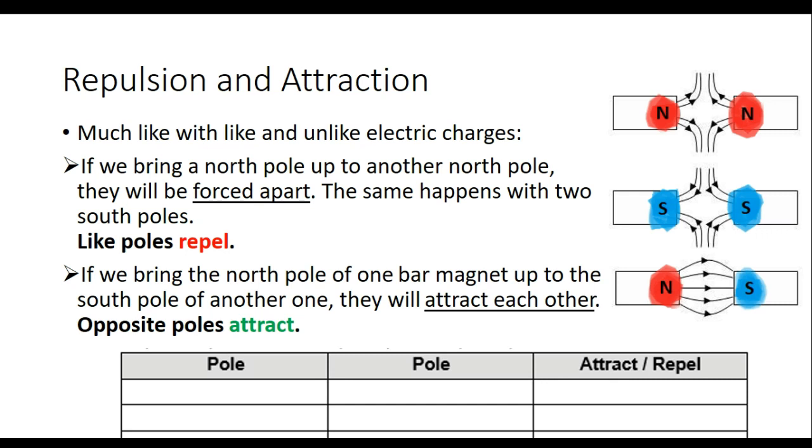Use this idea, so the fact that like poles repel and opposite poles attract, to fill in your table. So for poles it should be north or south, and you should then say whether they would attract or repel each other. You need to make sure that you include all three scenarios, so both a north pole and a north pole, a south pole and a south pole, and a north pole and a south pole. You need to make a note of whether they would attract or repel each other.